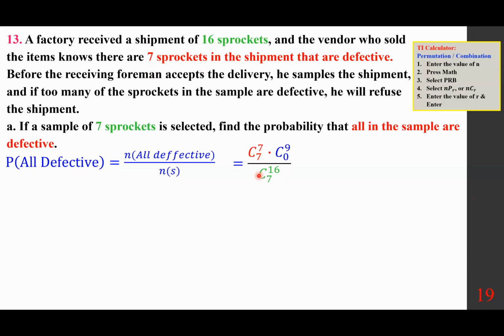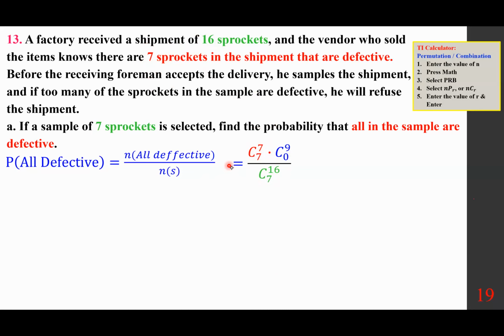So first, pay attention to the denominator, C16, 7. This is the sample space, because out of 16, we are going to choose 7. This is because we want all of them to be defective. And this one, remember, 9 is 16 minus 7, class.